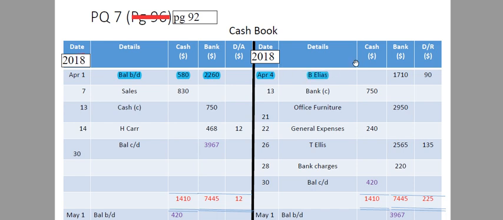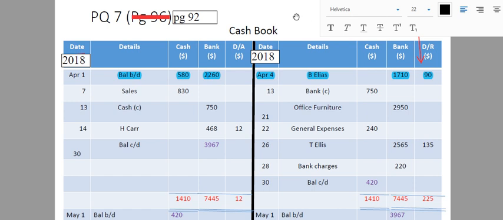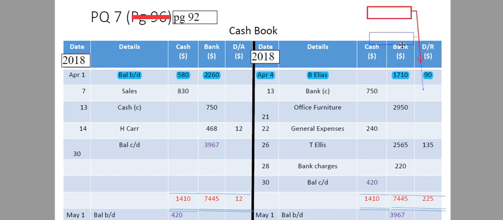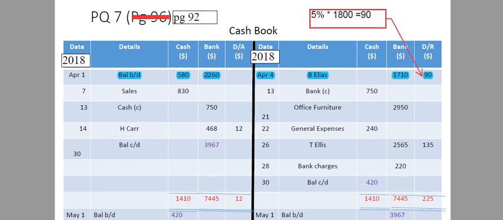Elias in full settlement of their account, $1,800 less 5% cash discount. So you had to pay this guy $1,800, but you are paying him only $1,710, and the remaining $90 is the discount that you received from him. Okay, so let's show a calculation. This $90 here is the cash discount, which is 5% of 1,800. So bear with us. We'll just show the calculation for this $90.